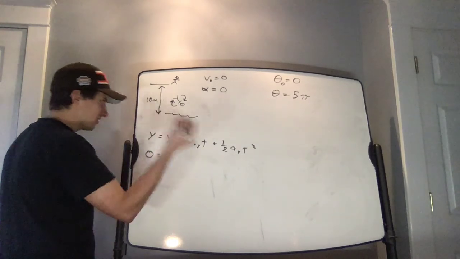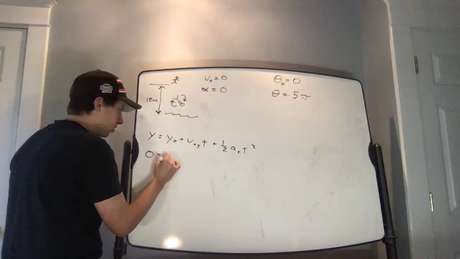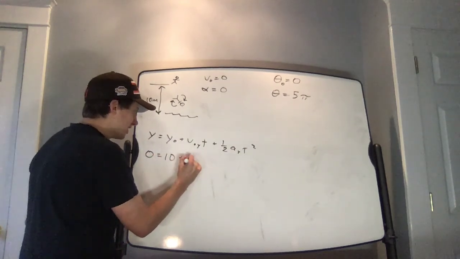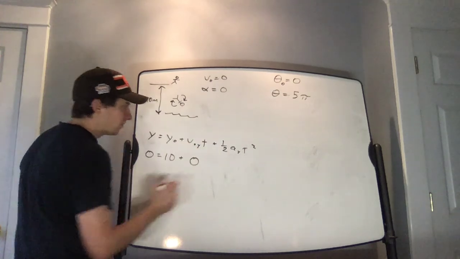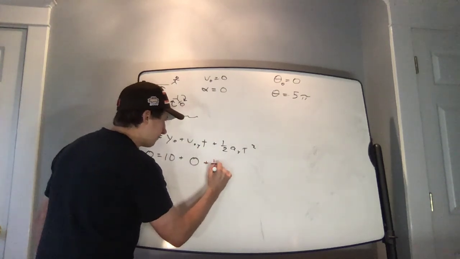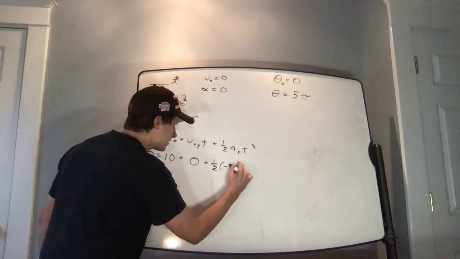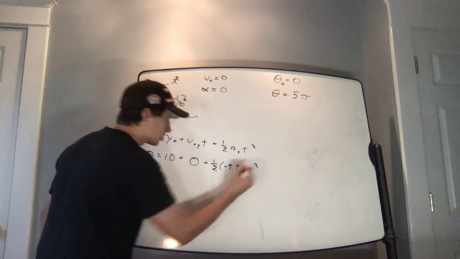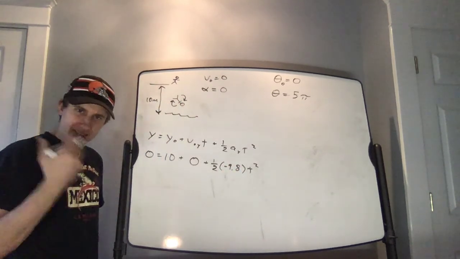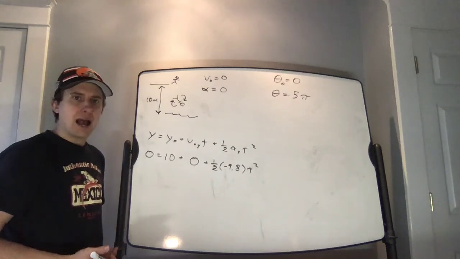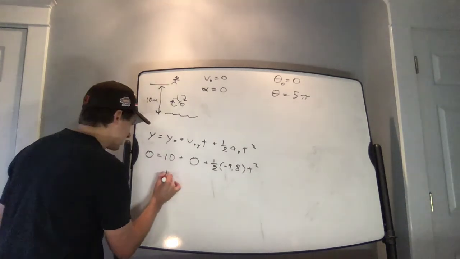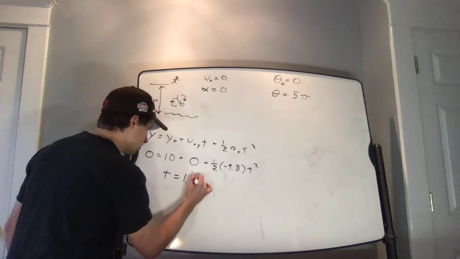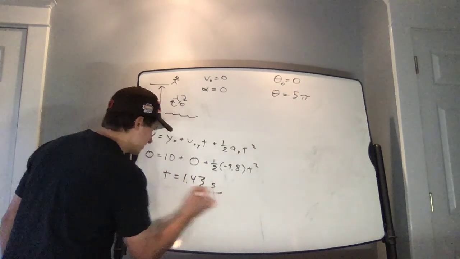We'll say final height is 0. That implies the initial height will be 10. We are told his initial velocity is 0, so multiply that by 0. And then plus 1/2 times negative 9.8, acceleration due to gravity, t squared. And when I put these numbers into a calculator, I find that he spends an amount of time of 1.43 seconds in the air. So t equals 1.43 seconds.